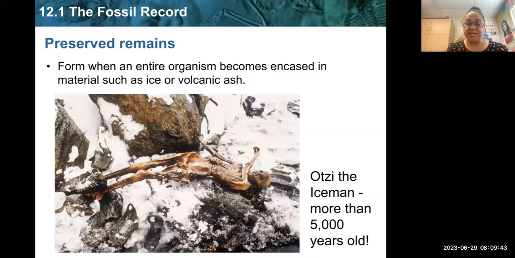Preserved remains form when an entire organism becomes encased in material such as ice or volcanic ash. This one is named Otzi the Iceman, and he is more than 5,000 years old. He was found on the border of Austria and Italy, and he was found whole, just like that. Scientists have dated him, and he is very, very old. He's much older than he looks because the ice preserved him really well.